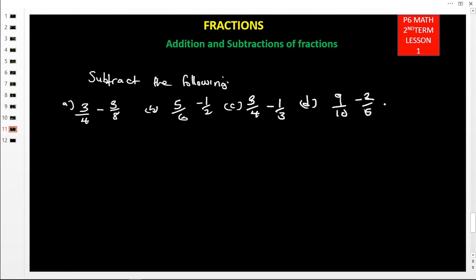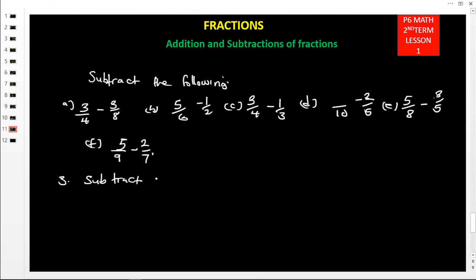Then part E, it is 5 out of 8 minus 3 out of 5. Then part F here, it is 5 out of 9 minus 2 out of 7. Then number 3, still it is saying subtract the following. Then we are having 3 whole numbers and a half minus 2 whole numbers and a quarter.